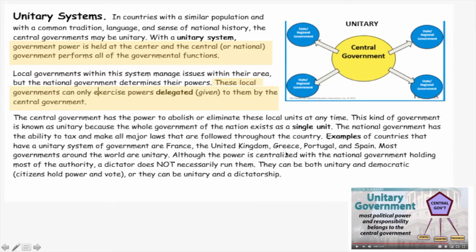Now, I want to be clear. This says the United Kingdom, not Great Britain, not England. Okay, United Kingdom as in all of the different parts of the United Kingdom. And I believe that's covered in this video that I'm going to show you.